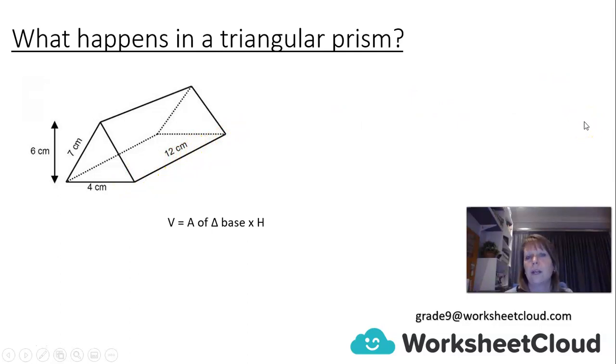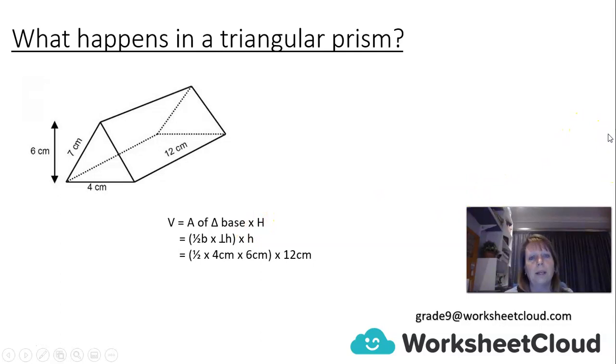So what is the area of the triangular base? It's half the base of the triangle times the perpendicular height. So there is our formula. And remember, we generally write the height of this prism as a capital H, not like that, because otherwise we might get confused. So it should actually be a capital H.